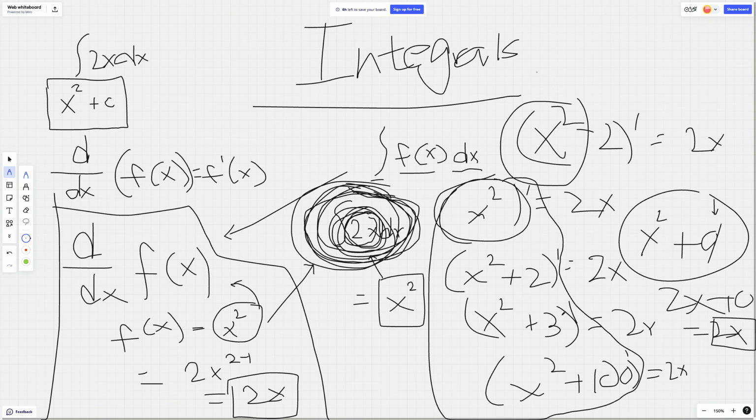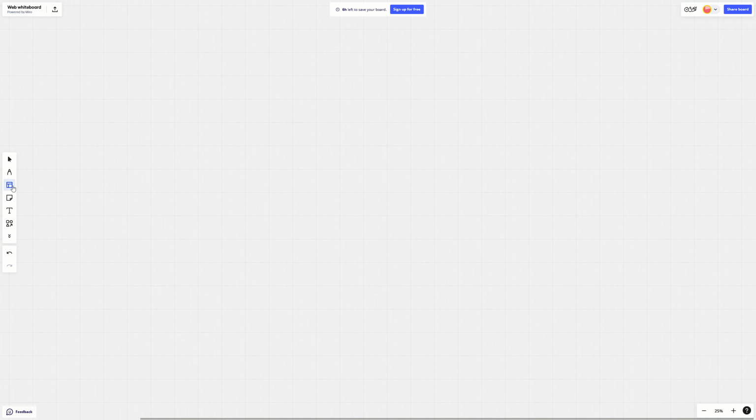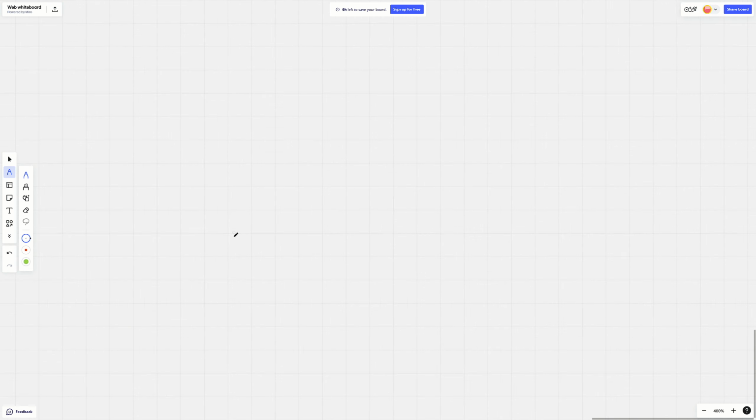Now let's look at another rather difficult example to see how integrals actually work. So let me actually just scroll right here. Okay, well, now that we've got that integral out of the way, let's have another integral.